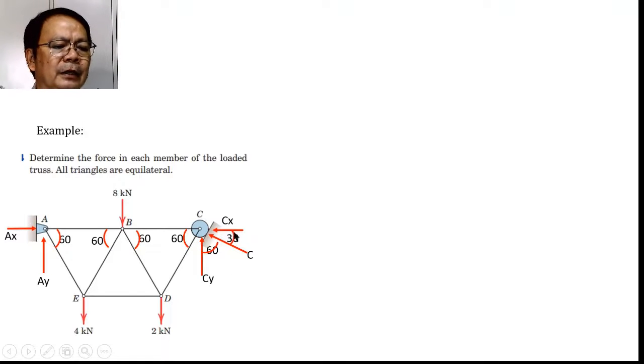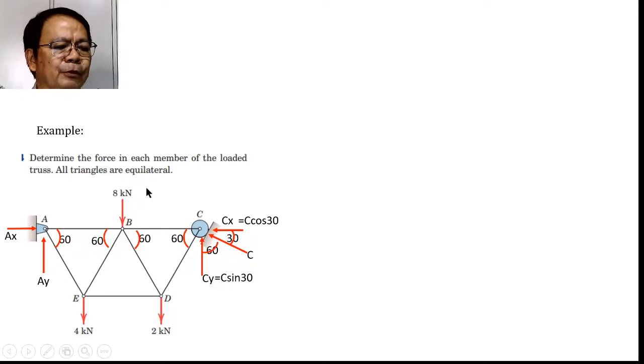Kaya itong ating components ng C, CX at CY, may be expressed in terms of C and the angle that C is making with respect to either horizontal or vertical. Kaya itong ating CY will be equal to C sine of 30, samantalang itong ating CX will be C times cosine of 30. Di ba? So ngayon, kapag naipakita natin yung relationship between those unknowns as well as the other unknowns in the problem, we can now start solving for the reaction.